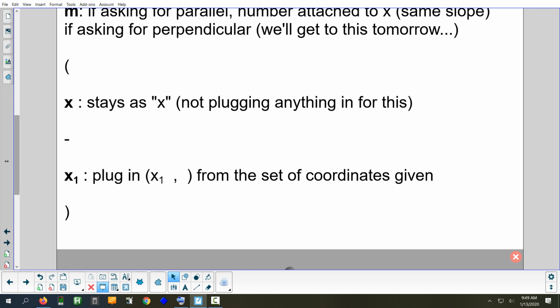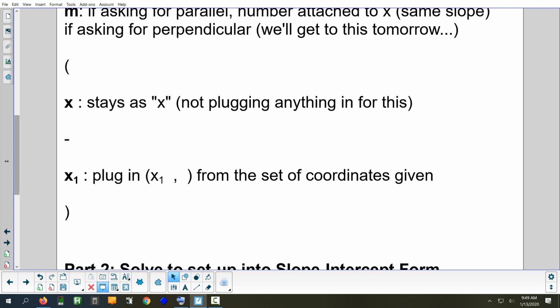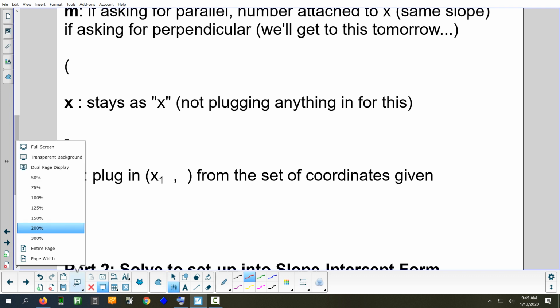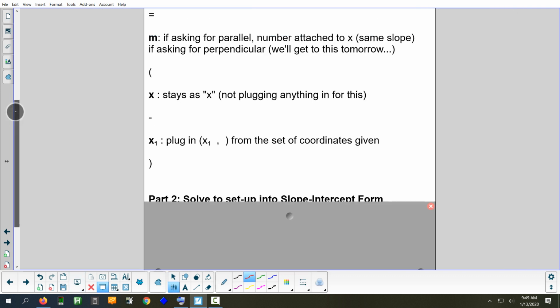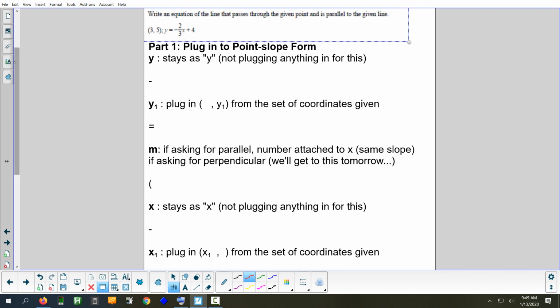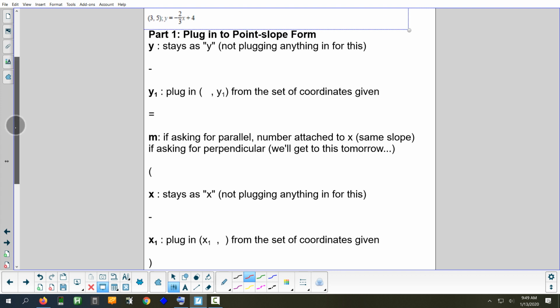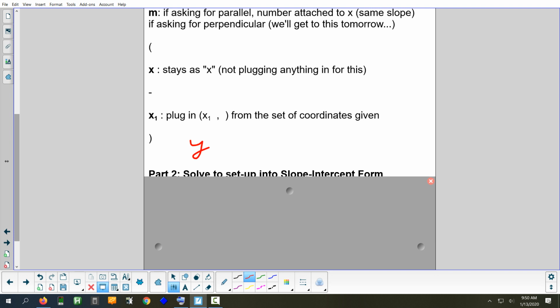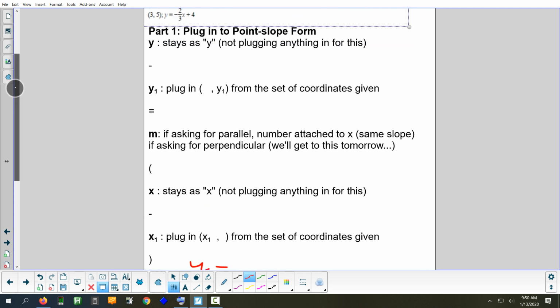All right, so let's see. How about right above where it says part 2 on your notes? Let's actually write down our answer. So a little smaller. All right. So it says y stays as y. So I'm going to start with that. Y. Kelsey, what comes after the y? Minus. Yep. So minus, nice job.